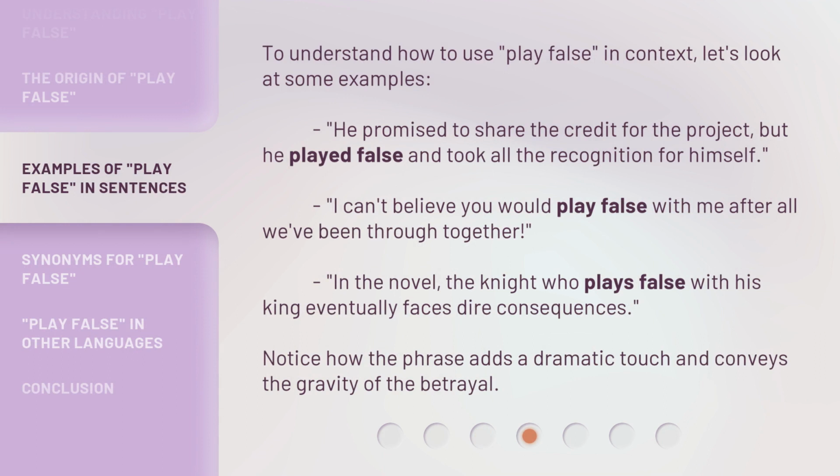To understand how to use play false in context, let's look at some examples. He promised to share the credit for the project, but he played false and took all the recognition for himself. I can't believe you would play false with me after all we've been through together. In the novel, the knight who plays false with his king eventually faces dire consequences. Notice how the phrase adds a dramatic touch and conveys the gravity of the betrayal.